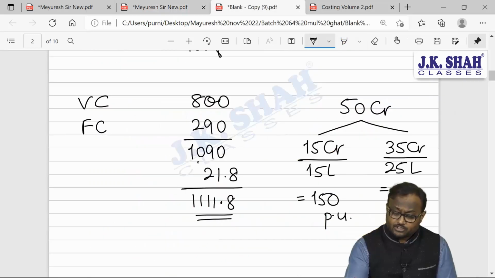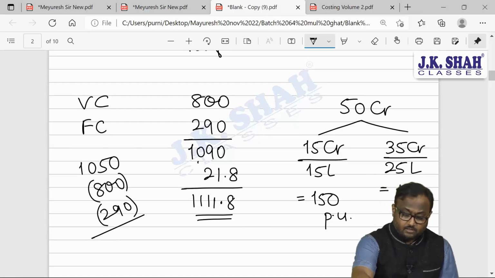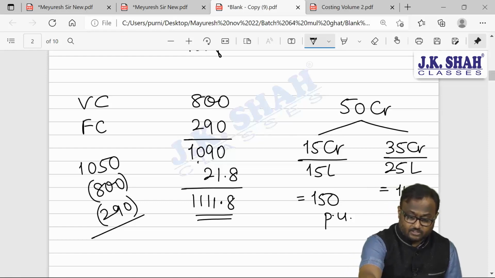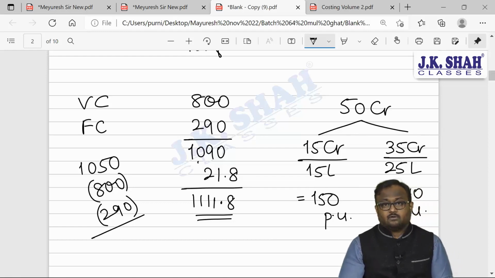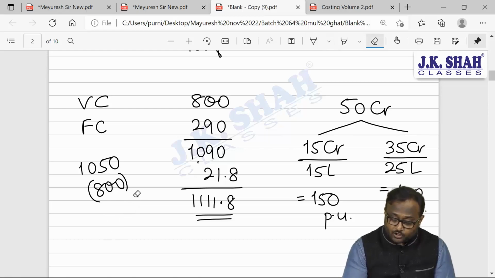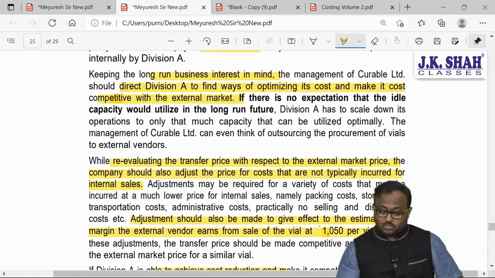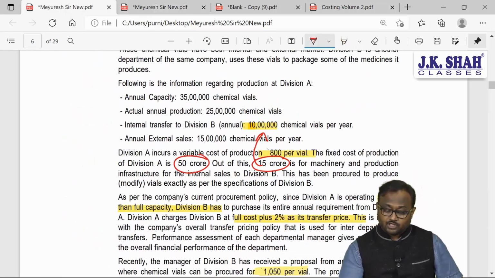So you can apply target costing technique. 1050 you want to apply, 800 and 290 if you are planning to spend. So guys, 1050 minus 800, your profit plus fixed cost should be 250 per unit, not more than that. So bring down the cost. You don't have any option other than reducing the cost. Apply cost reduction technique. This is what we are supposed to do in this question number 6.